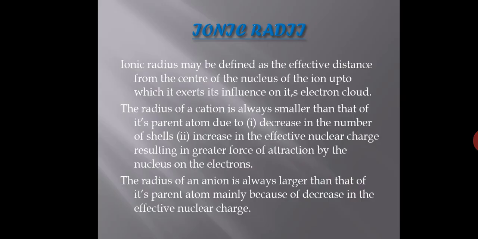After that I will come to ionic radii. It is the effective distance from the center of the nucleus of the ion up to which it exerts its influence on its electron cloud. Same thing, just like your atomic radius. Here instead of atom I am saying ion. From the center to the outermost shell up to which its influence on the electron cloud is there. Got it?